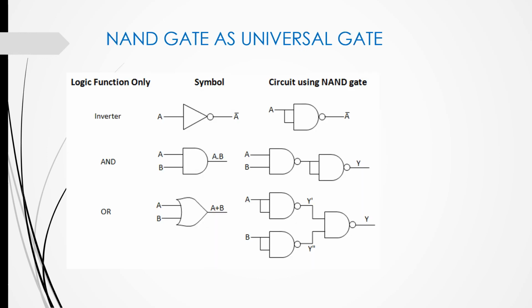Here you can see how NAND gate is used as a universal gate. NAND gate is used as NOT gate by connecting its two inputs together, and you will get output Y is equal to A bar. This is the equivalent circuit of AND gate, so here you will get output Y is equal to A into B. And this is the equivalent circuit of OR gate, so here you will get Y is equal to A plus B. So this is how we can construct basic logic gates using NAND gates.